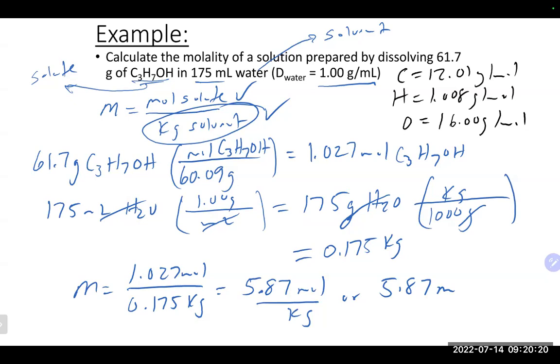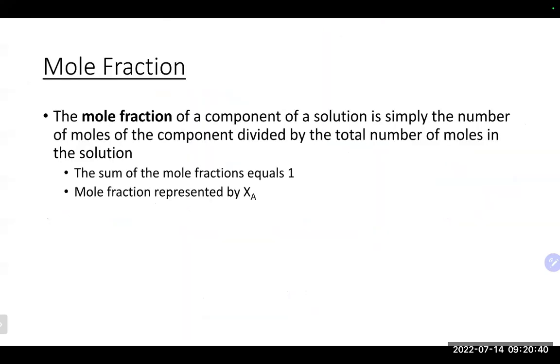Okay, so that is molality, and again, we will see it a lot when we talk about colligative properties in one of the later chapters towards the end. There are a number of formulas that are used for colligative properties of solutions, things like boiling point elevation, freezing point depression, those types of things. Last concentration that we're going to talk about is what's referred to as a mole fraction.